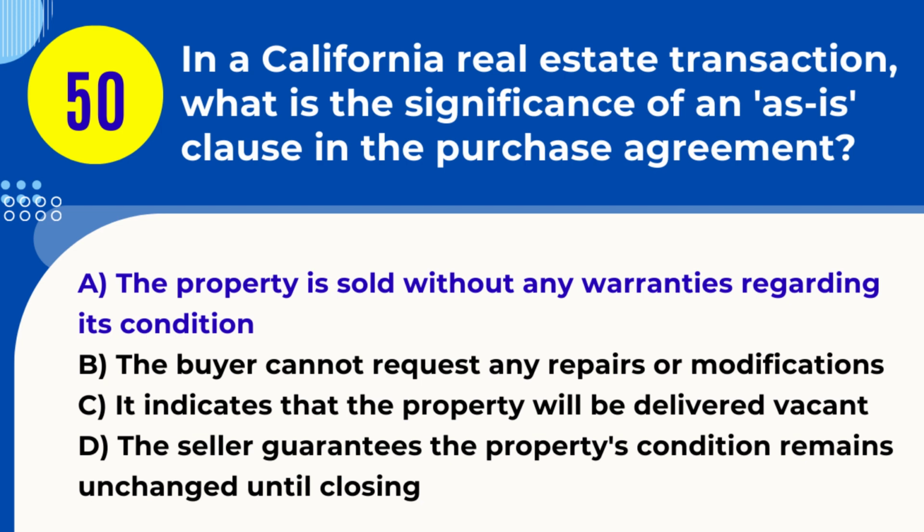Answer: A. The property is sold without any warranties regarding its condition. Explanation. An as-is clause in a California real estate transaction means that the property is being sold in its current condition, with the seller not responsible for any repairs or defects. The buyer accepts the property with all existing issues, if any.